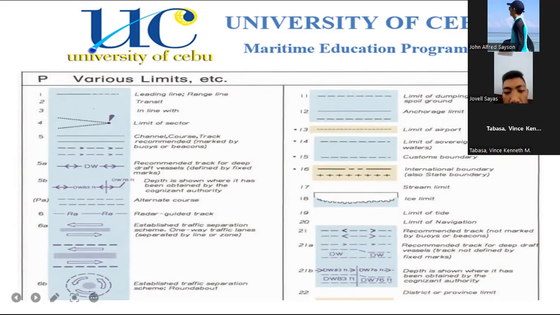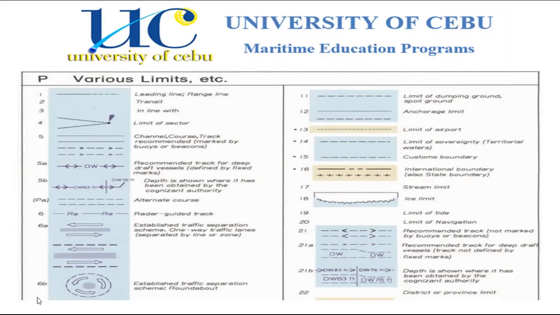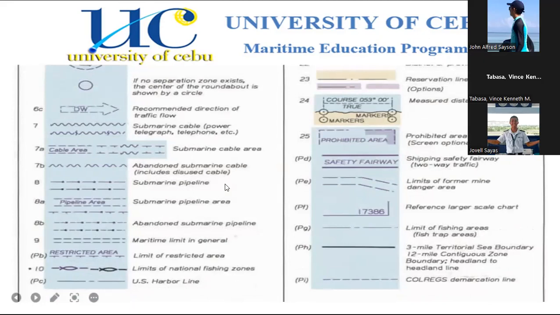21B, depth is shown where it has been obtained by cognizant authority. And last is 22, district or province limit. So that's all. So next is Tabasa. So, to continue the reporting, I am Decade Tabasa.